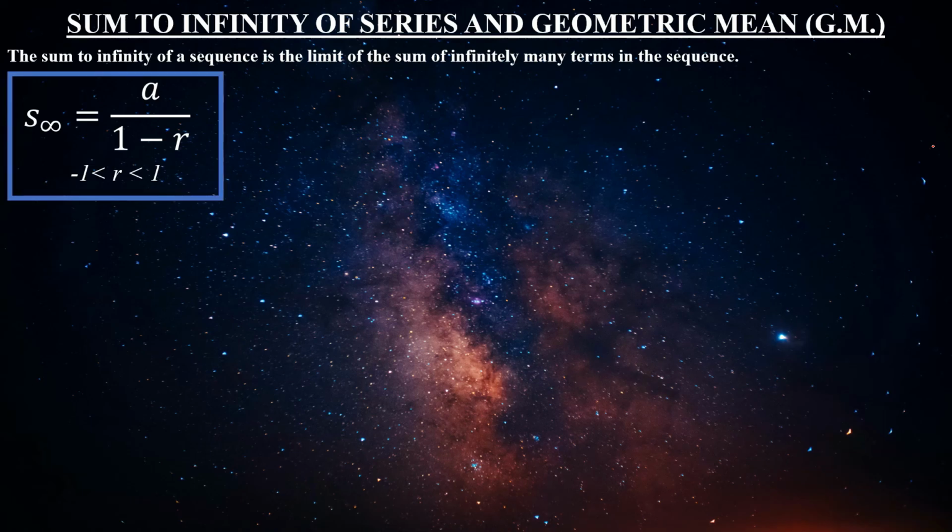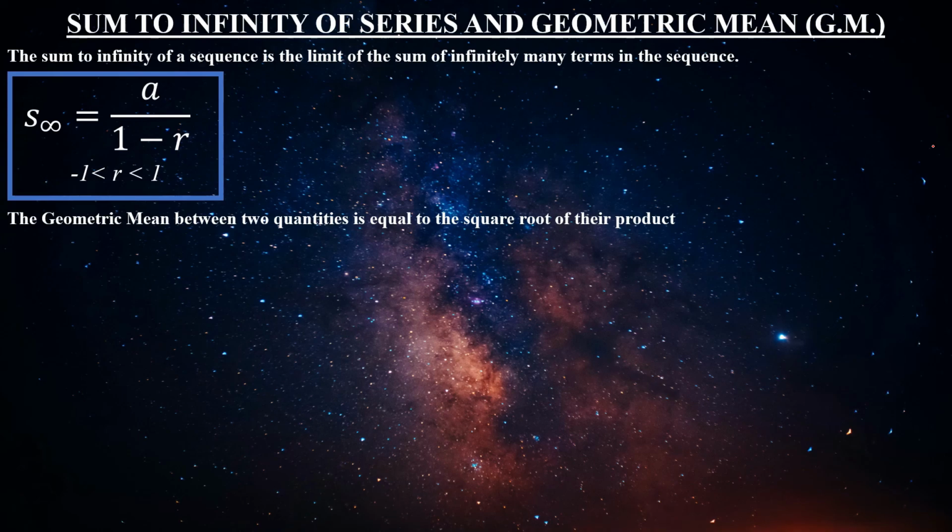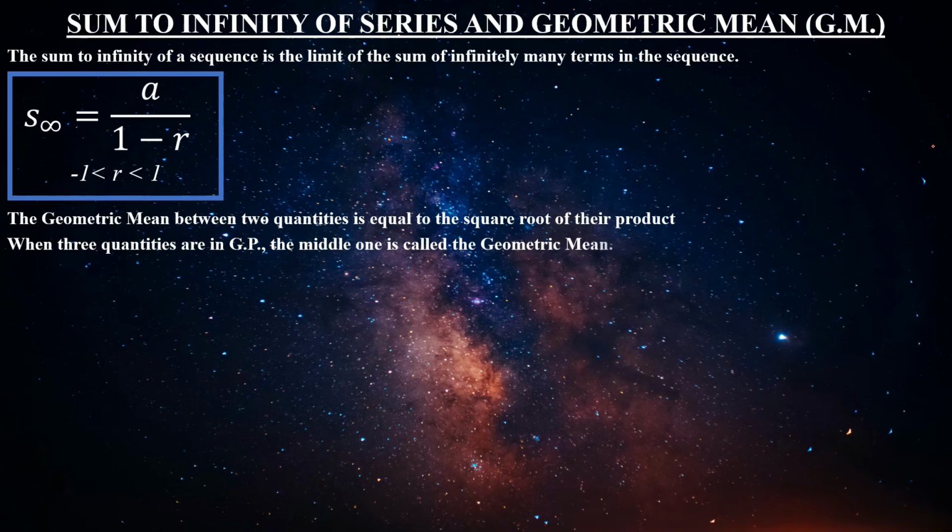Then we have an important thing that we call the geometric mean. Okay, so we have a definition right here. The geometric mean between two quantities is equal to the square root of their product, right? So when three quantities are in geometric progression, the middle one is what we call the geometric mean. So let's say we have a, b and c. The common ratio will give b over a and c over b, right?